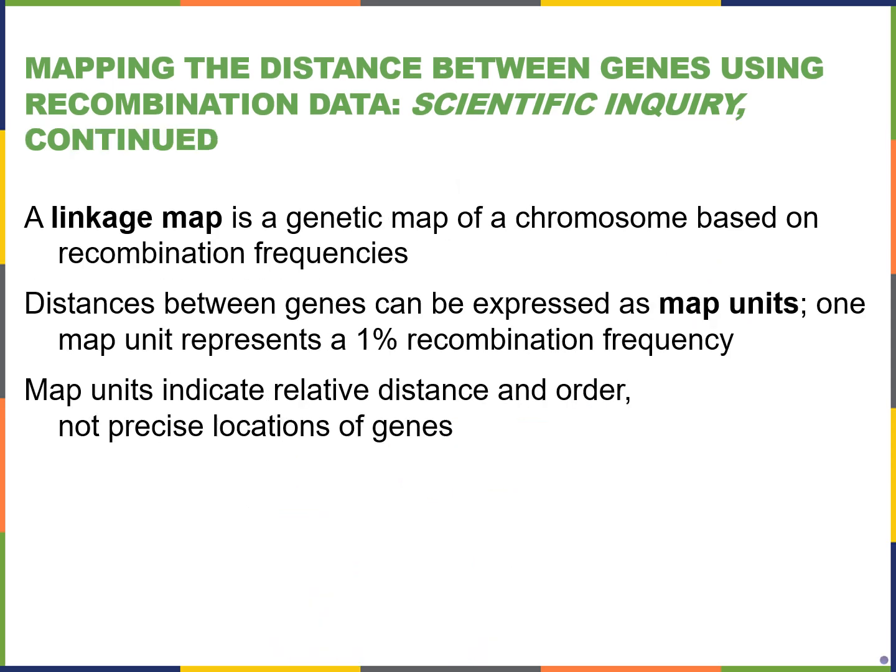So again, a linkage map is a genetic map of chromosomes based on the recombination frequencies that were generated from these types of experiments. And we used recombination frequency, centimorgan. You can also express these units as map units. So we've seen all three, and it really depends on what kind of book you're using. These tell us relative distance and the order of the genes, but it doesn't tell us exactly where the genes are. We're going to be doing that more closer to the end of the semester.